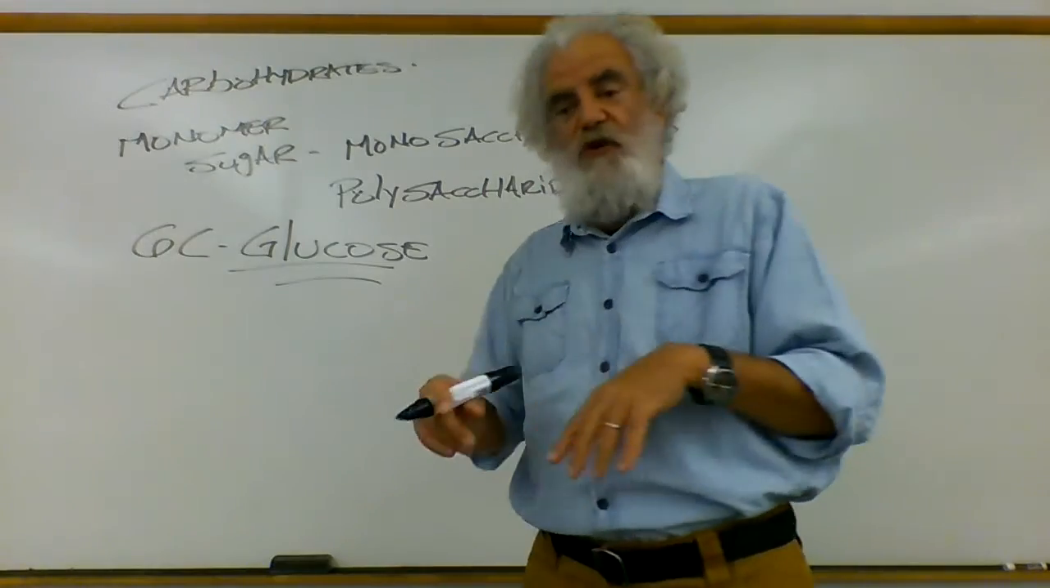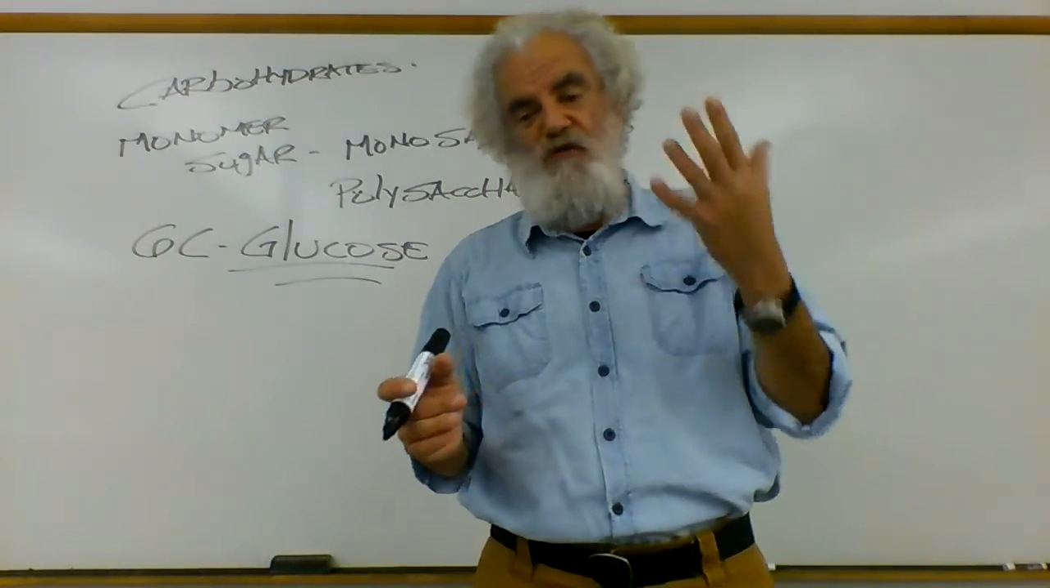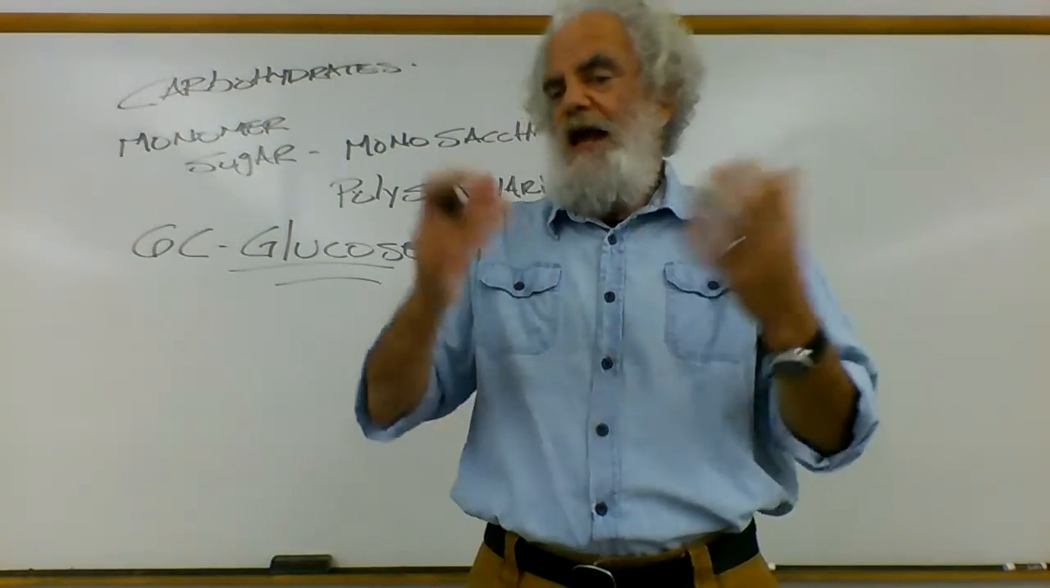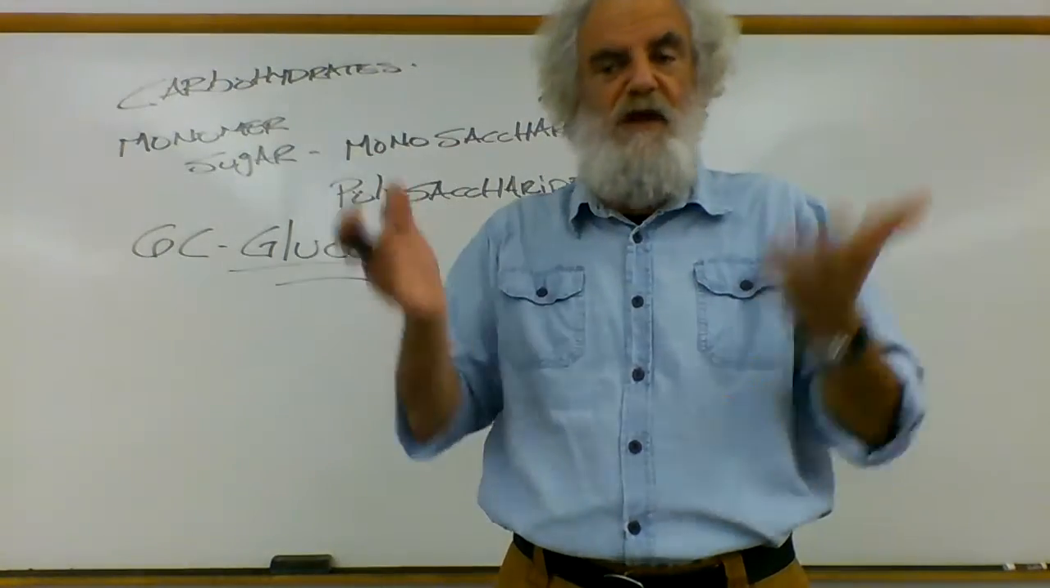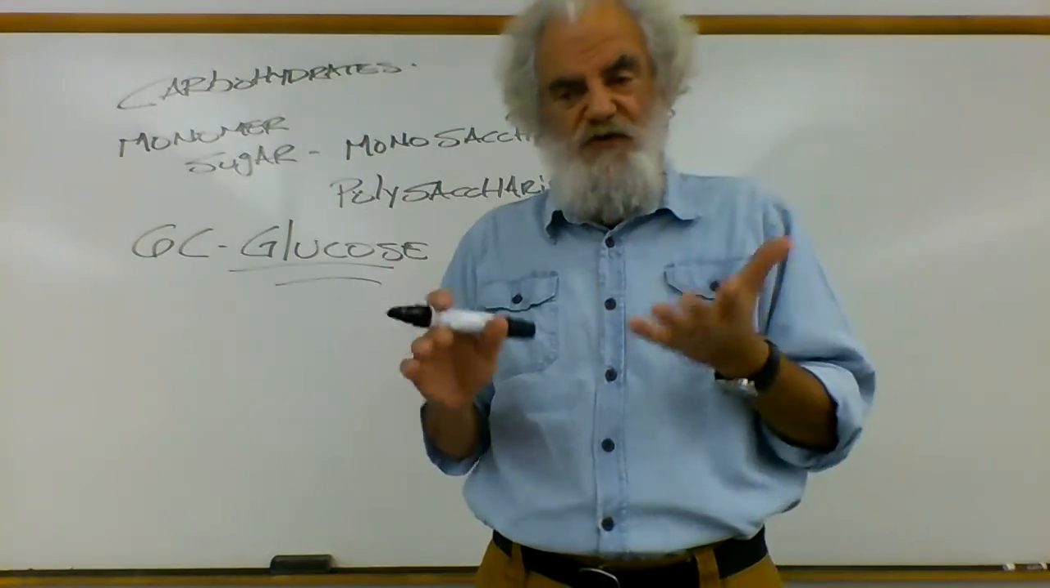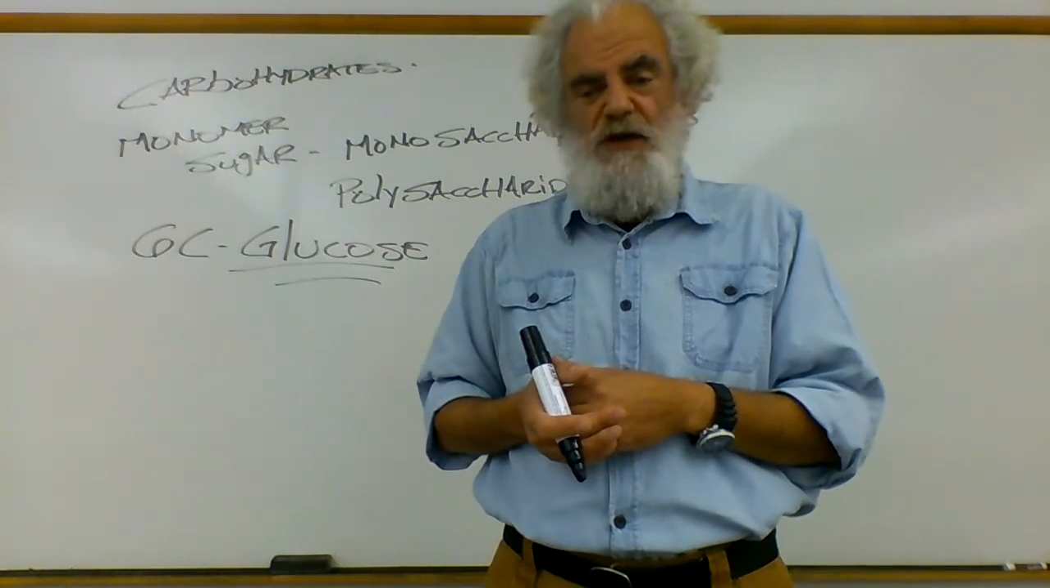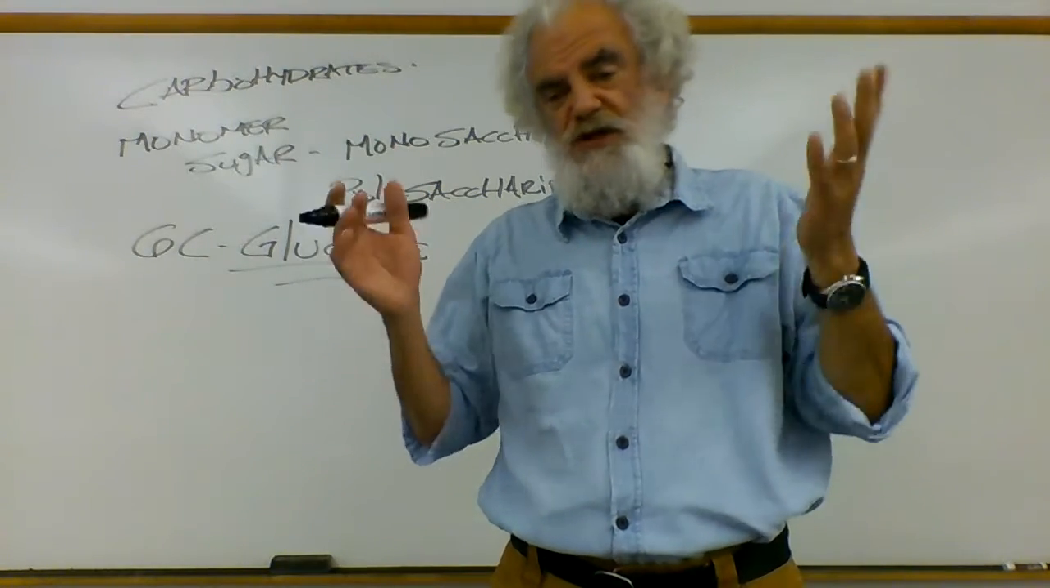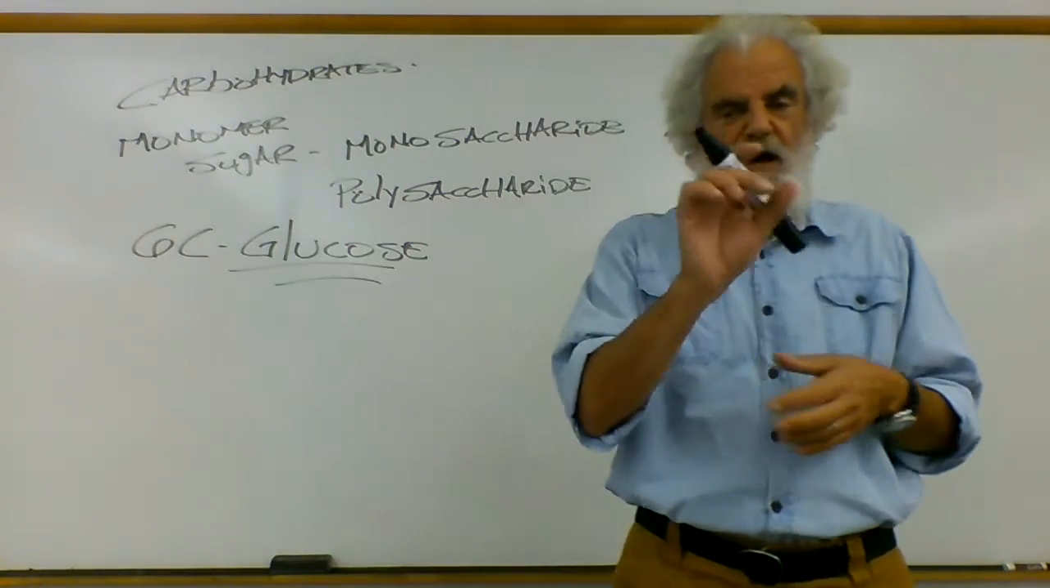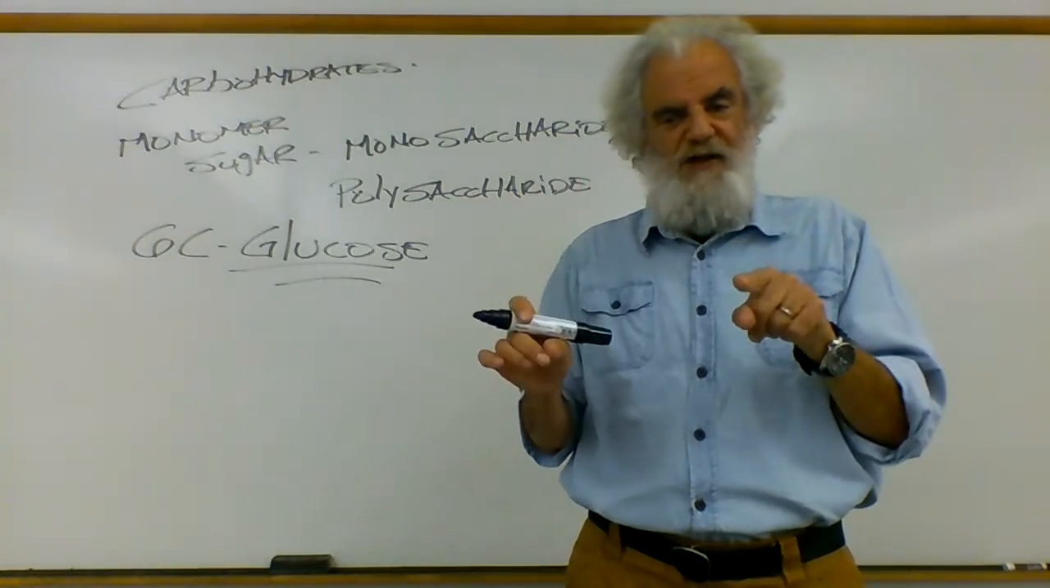There is also another 6-carbon sugar known as fructose. It's a slightly different structure. And you find this in all kinds of things. High fructose corn syrup. Lots of fruits have fructose in them. Honey's got a lot of fructose in it. So these are different monosaccharides.